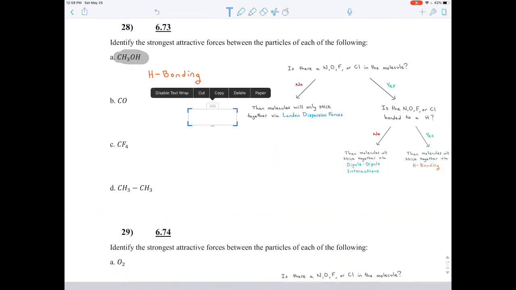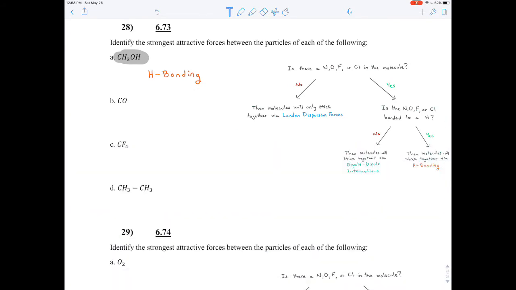Okay, next, this second molecule, CO, carbon monoxide. First question we'd ask ourselves, is there a nitrogen, oxygen, fluorine, or chlorine in the molecule? And there is. It's right here. Okay, so we're going yes. Next question, is the nitrogen, oxygen, fluorine, or chlorine bonded to hydrogen? And we see that it's not. So the strongest intermolecular force that could exist here are dipole-dipole interactions. So that's what we would want to include.